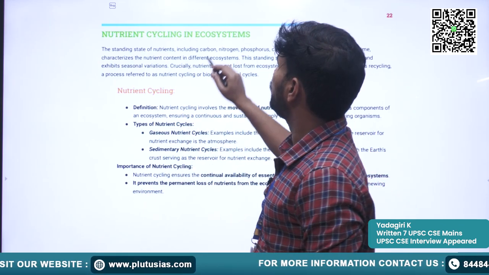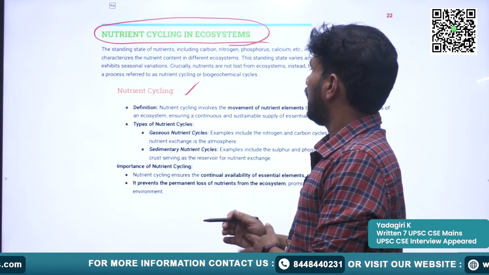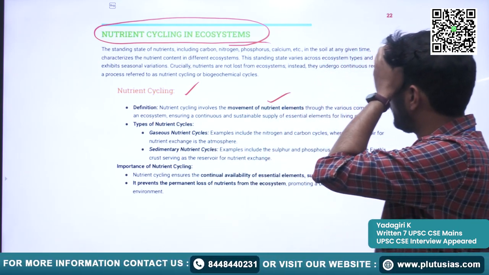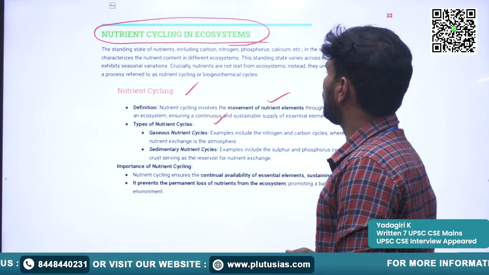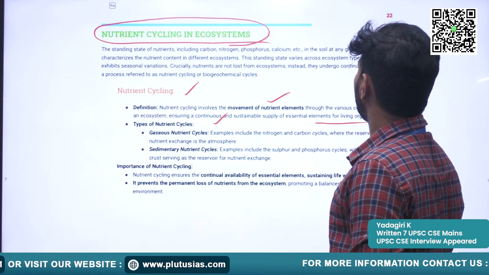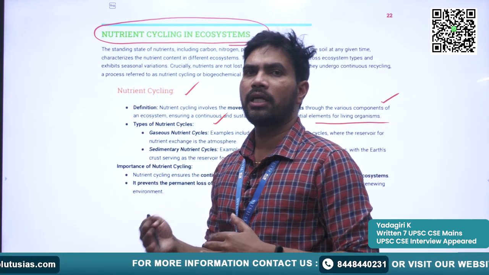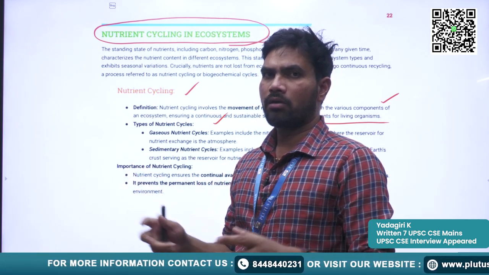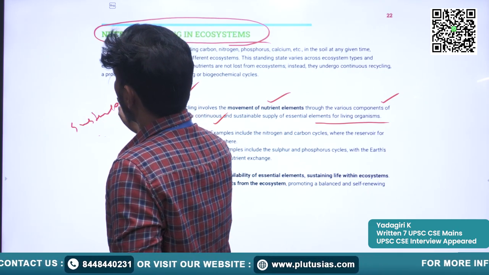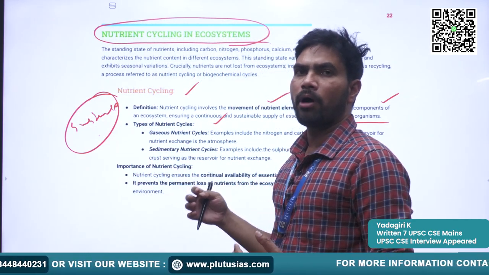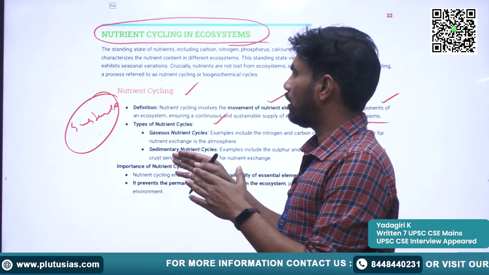Right. Now we will understand nutrient cycling in the ecosystem. Nutrient cycling involves movement of nutrient elements through various components of an ecosystem, ensuring a continuous and sustainable supply of essential elements for living organisms. So basically, there is a creation and a destruction of complex substances. The nutrient cycle plays an important role in the creation and the destruction of these complex substances.